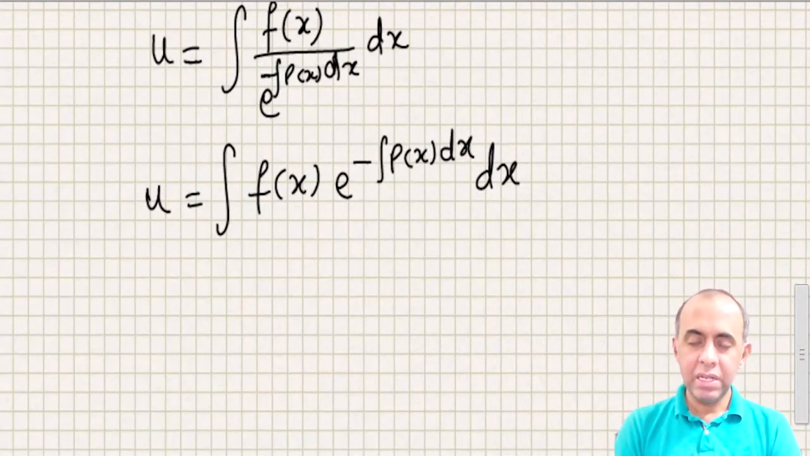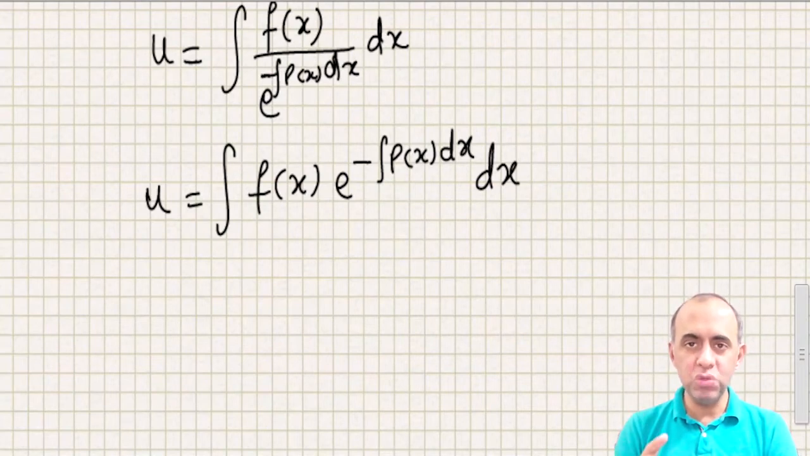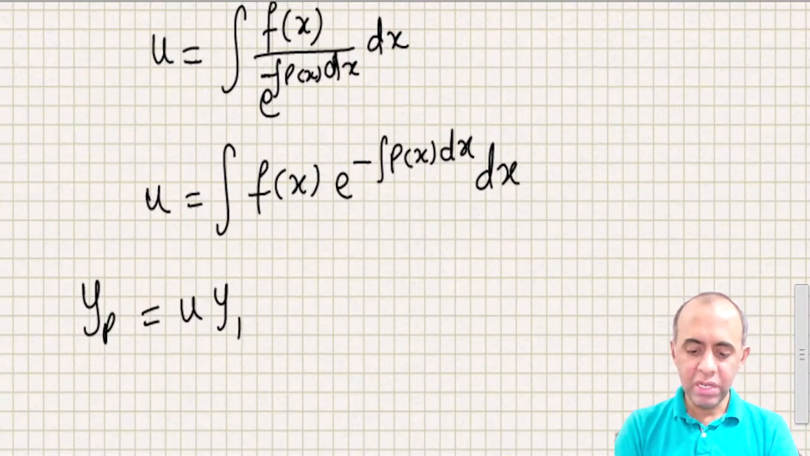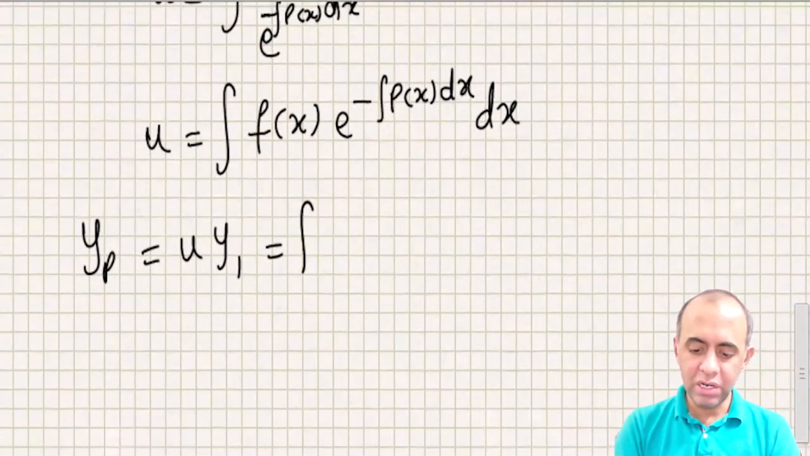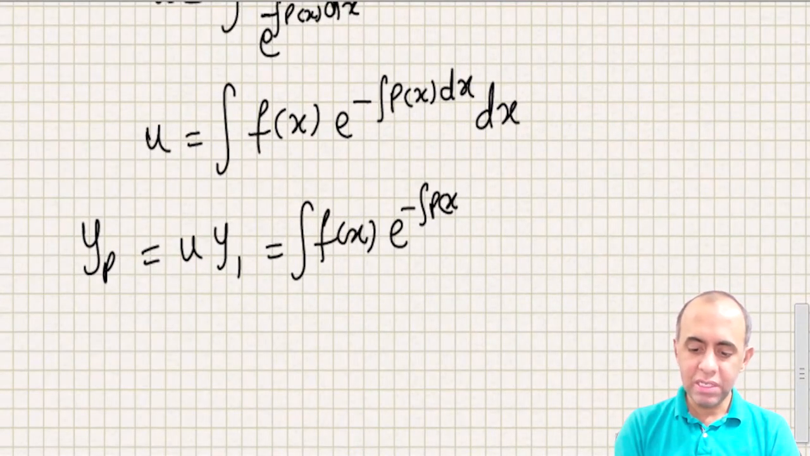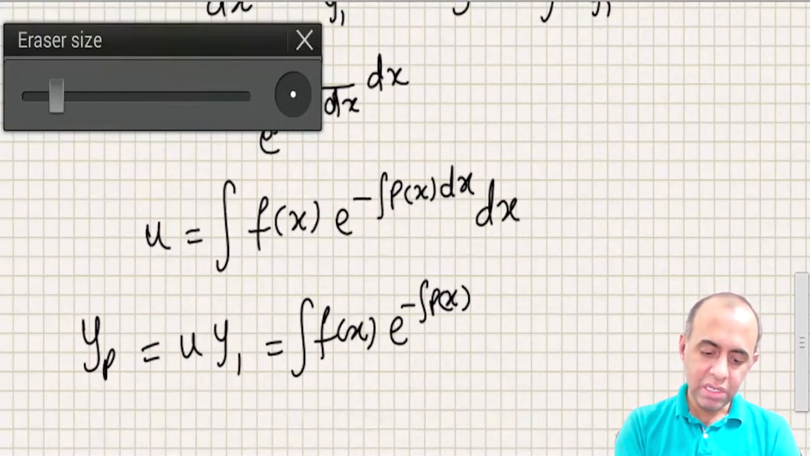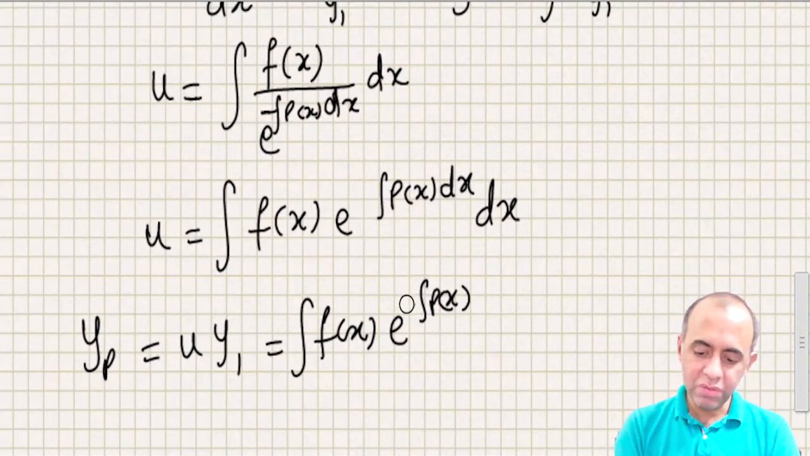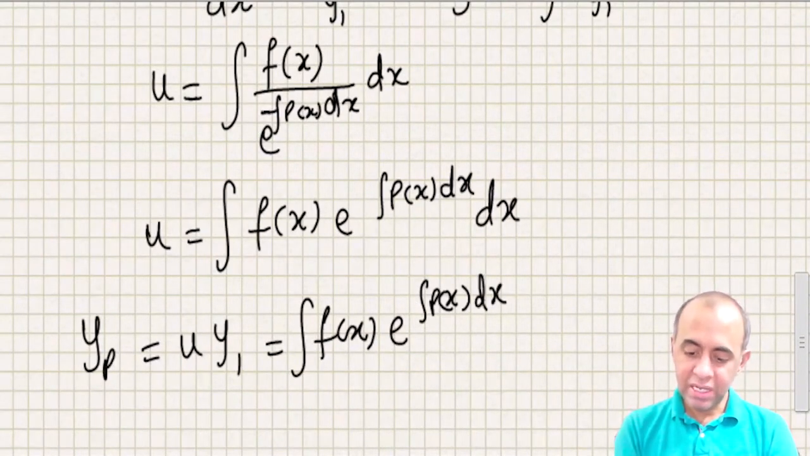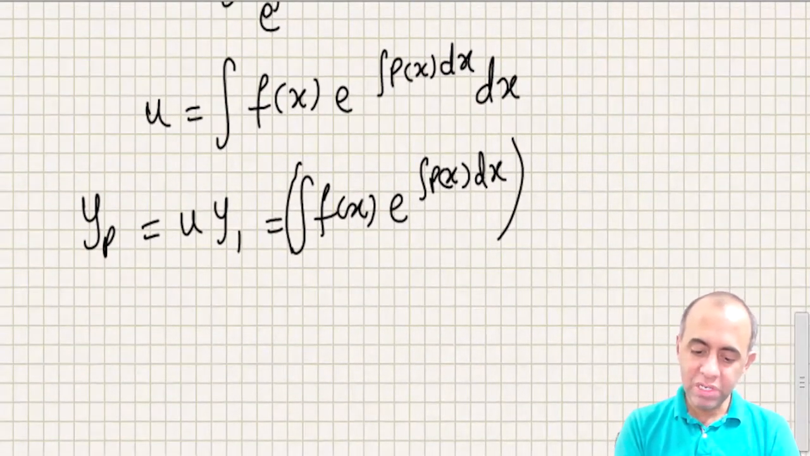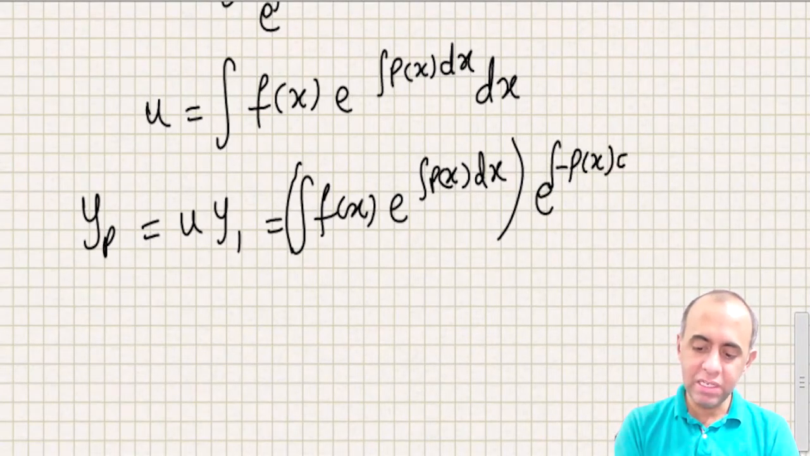So now we have found the value of u, but we haven't found the value of yp, which was u times y1. So let's use those values and write it down completely. The value of yp would be this, and the minus sign is going to go away because we made it the numerator, so there is no minus sign over here, dx. And with all of this we have to multiply the value of y1, which was e to the power integral minus p of x dx.